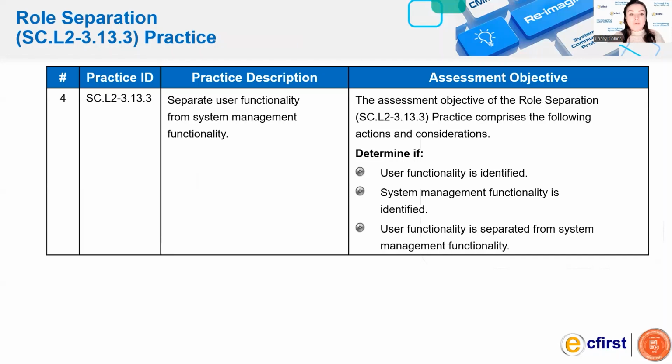Next, we have role separation. Our practice description being separate user functionality from system management functionality. So determine if user functionality is identified as well as system management functionality, and user functionality is separated from system management functionality. So really just a separation of duties.